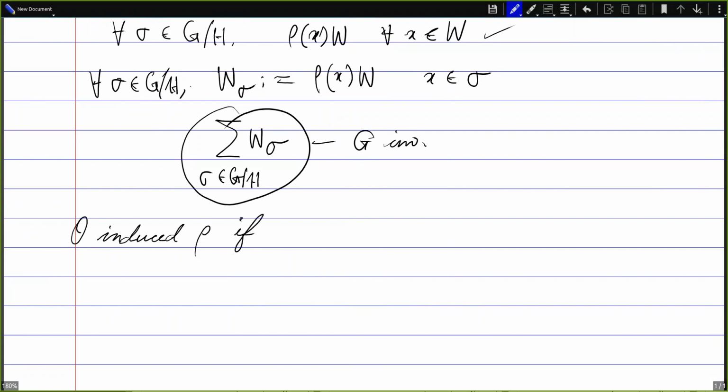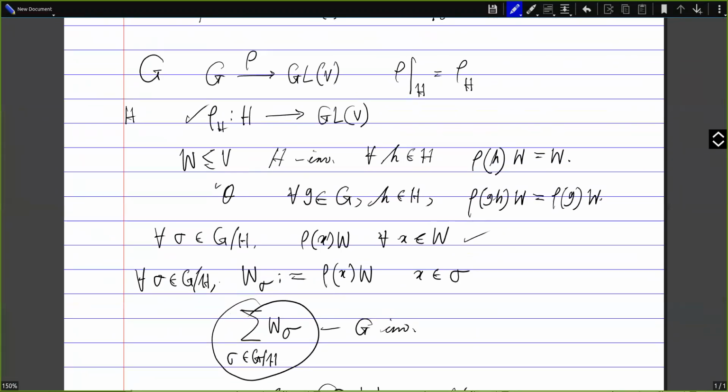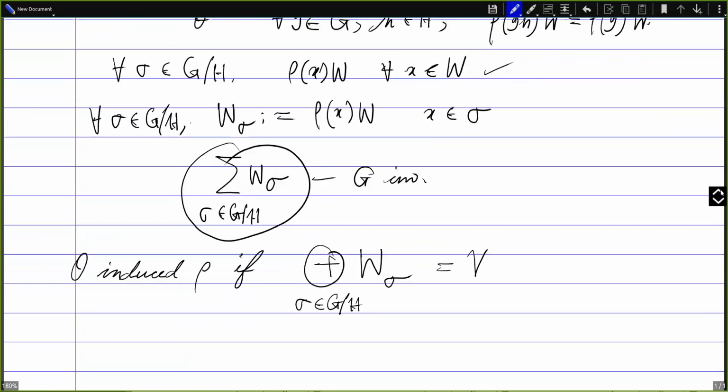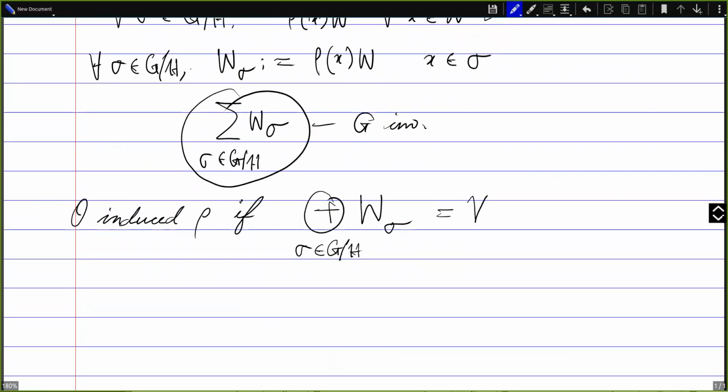if, first of all, this sum in fact becomes direct and it becomes the whole of V. So if this is what we have, then we have defined induction of representations for sub-representations of the restriction.